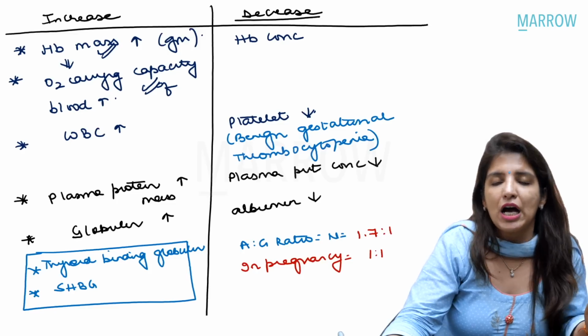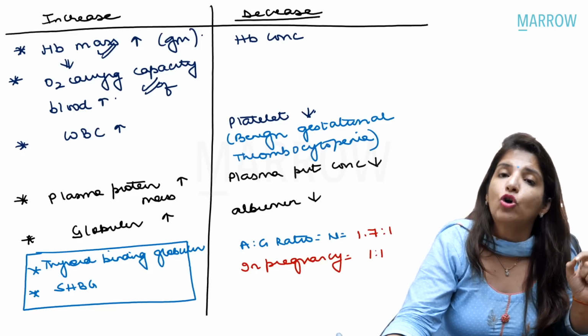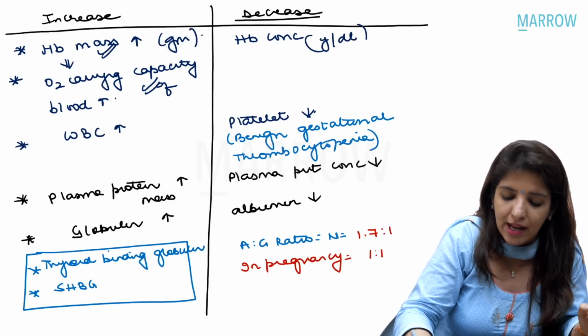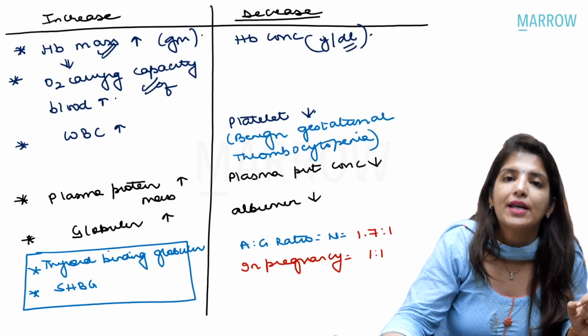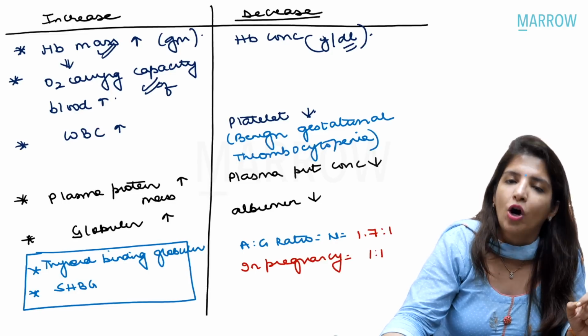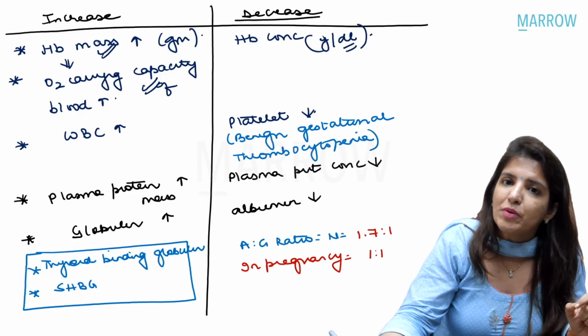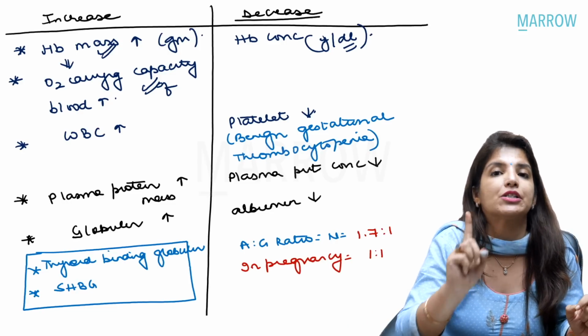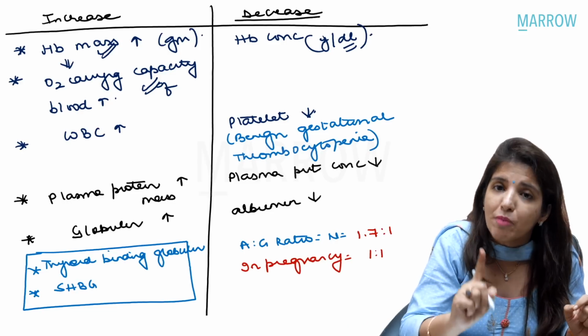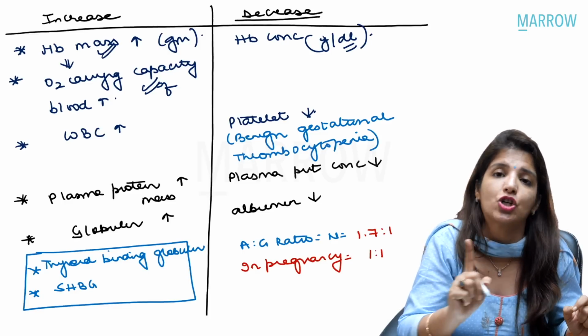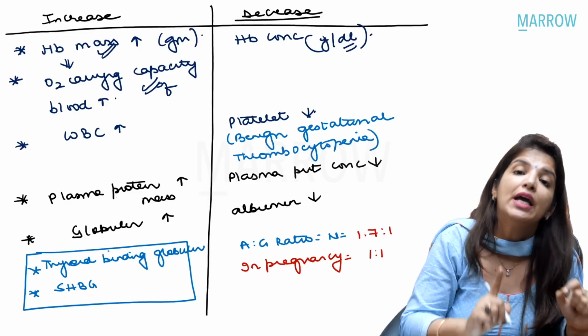But if someone asks you what happens to hemoglobin concentration in pregnancy, that is measured in grams per dL, and the moment grams per dL comes, then we know that hemoglobin concentration decreases during pregnancy. The other important thing is WBC count increases in pregnancy, platelet count decreases in pregnancy, plasma protein increases in pregnancy, plus plasma protein concentration decreases in pregnancy.